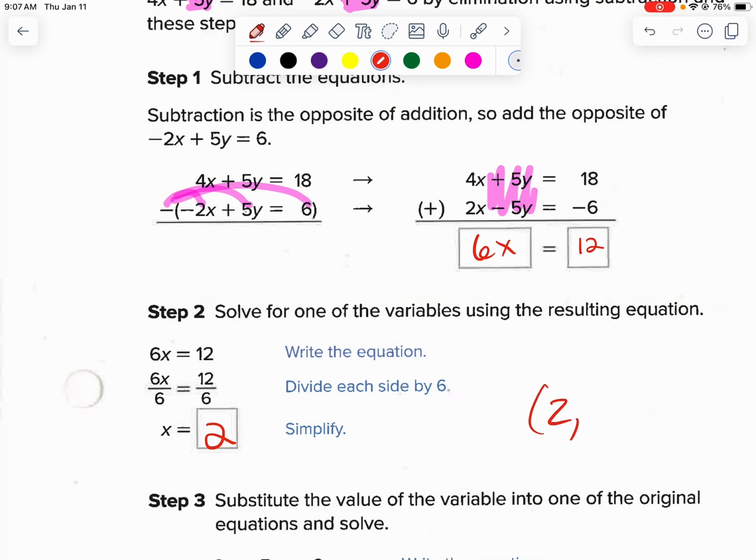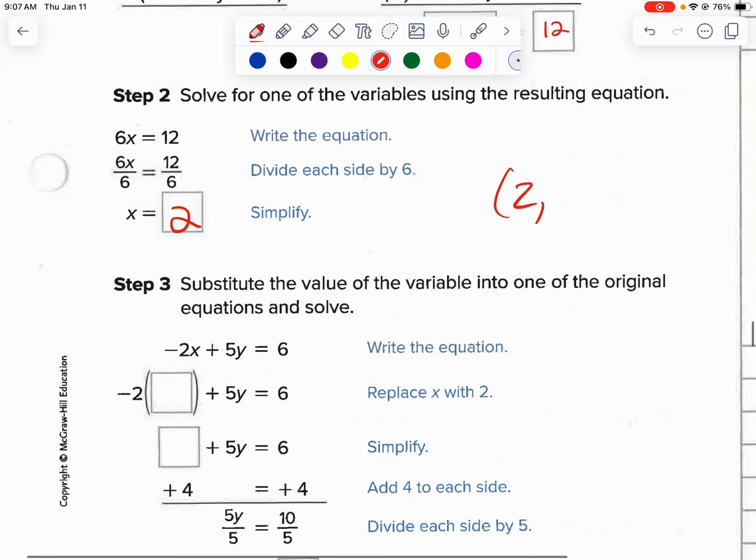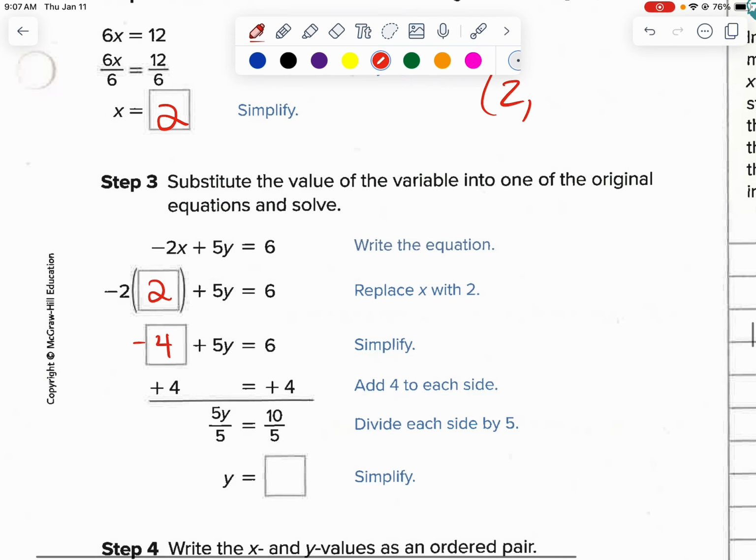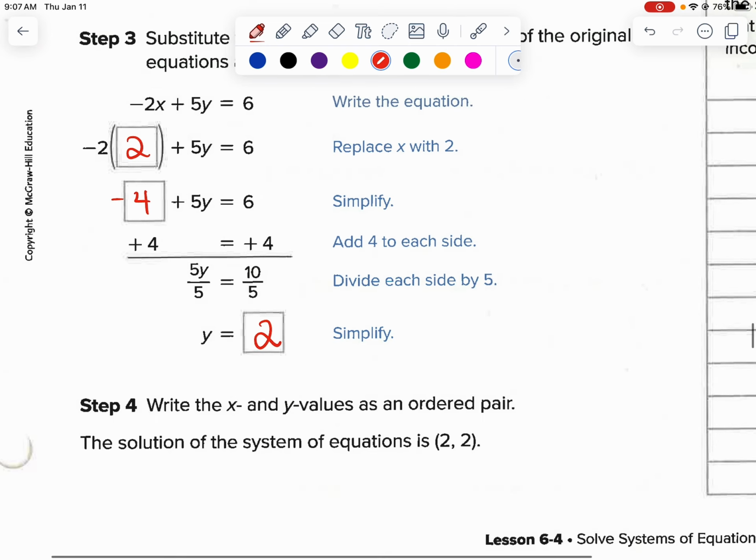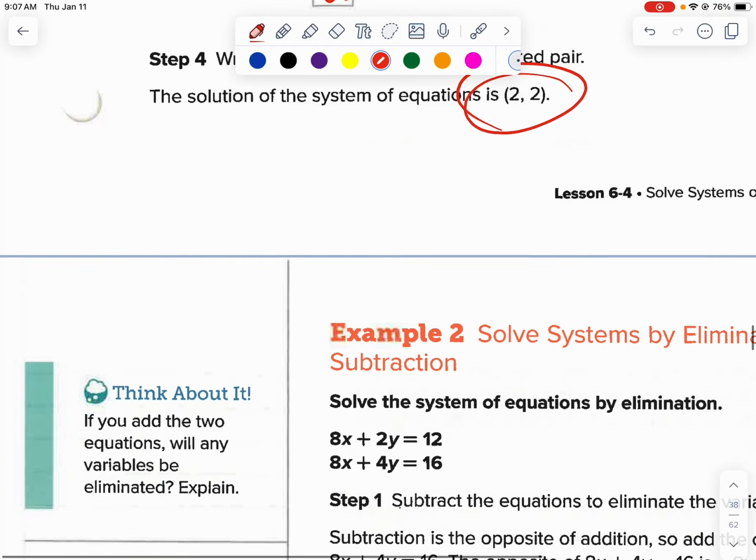We've got that part. Now substitute into the original equation. So I'm going to replace the x with 2. I'm going to get negative 4. Add 4 to both sides. That gets me 10. Divide by 5. You get 2. And the answer is 2, 2. So let's do this slowly.